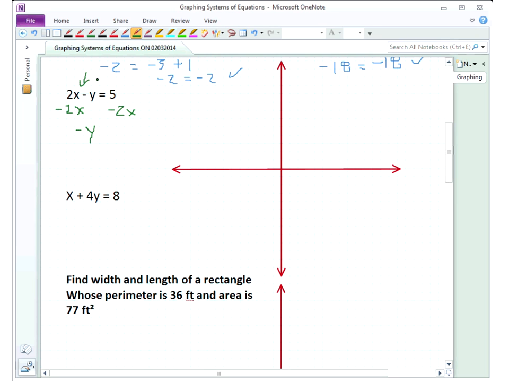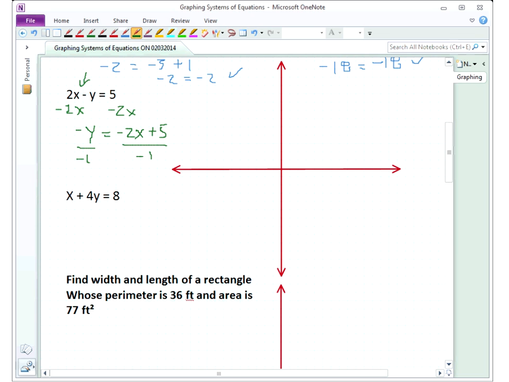Where I see an error, some students will drop that negative off the y. When I bring this down, it equals negative 2x plus 5. But we haven't solved for y because we have solved for negative y. Remember coefficients, we don't write 1 or negative 1 coefficients here. So this is actually negative 1y. So the y is being multiplied by negative 1.